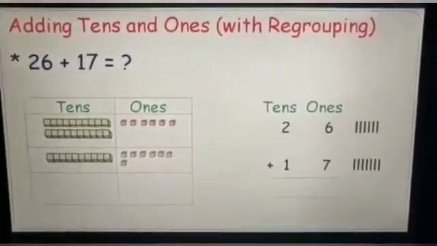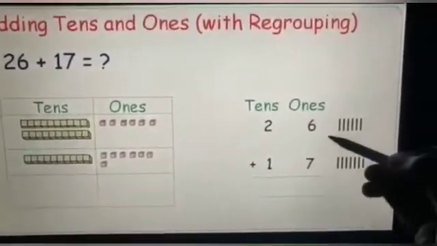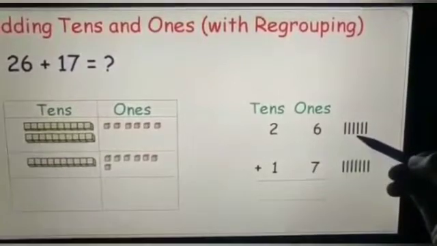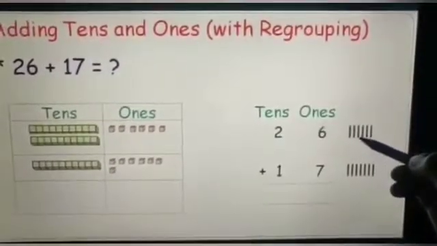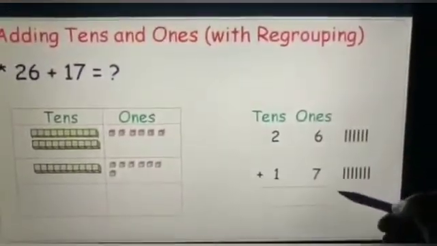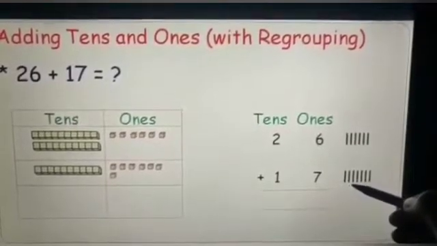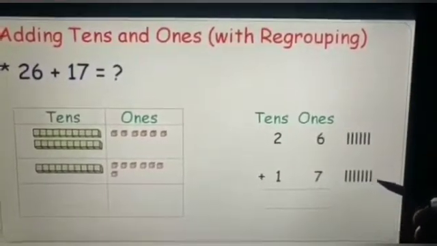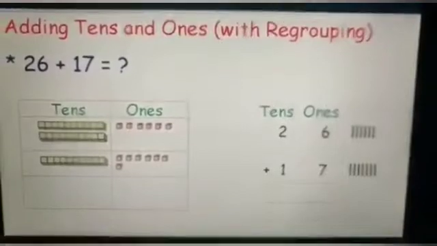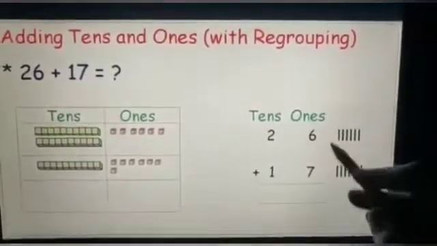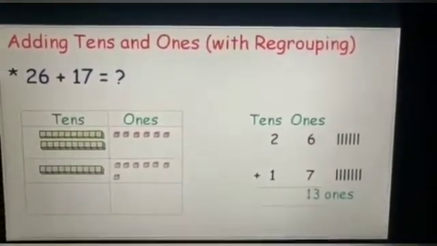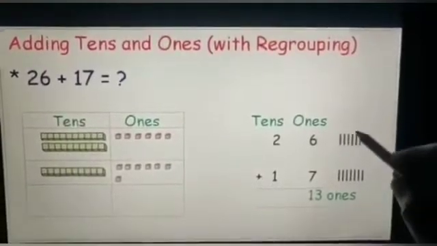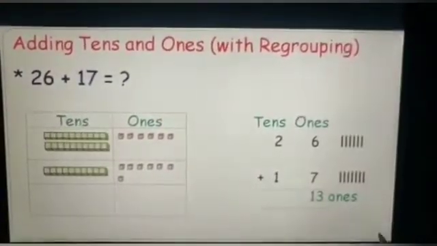So, let's start with vertical lines. For 6, I have drawn 6 vertical lines. 1, 2, 3, 4, 5, 6. For 7, 1, 2, 3, 4, 5, 6, 7. So now what will I do? I'll count all these lines. When I count all these lines, the answer is 13 ones.